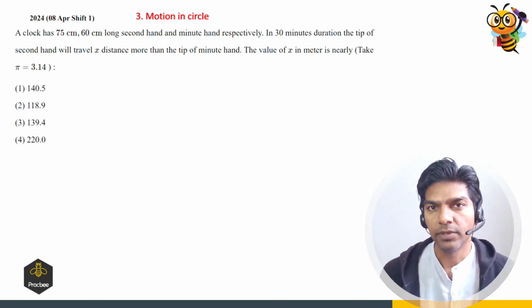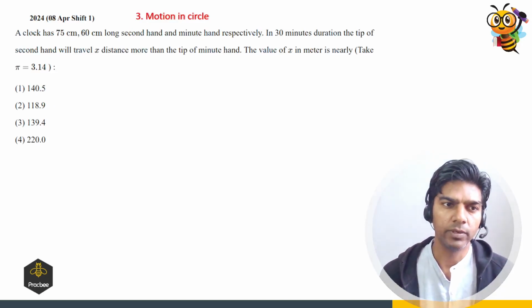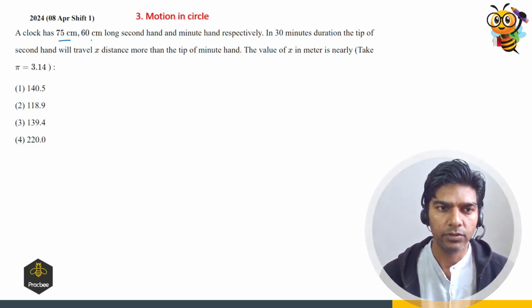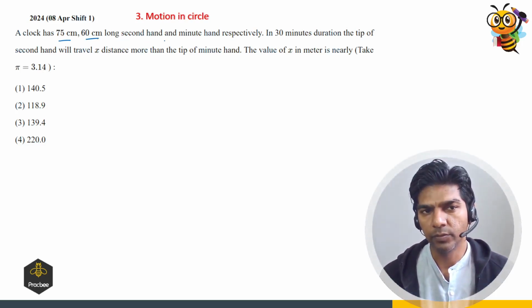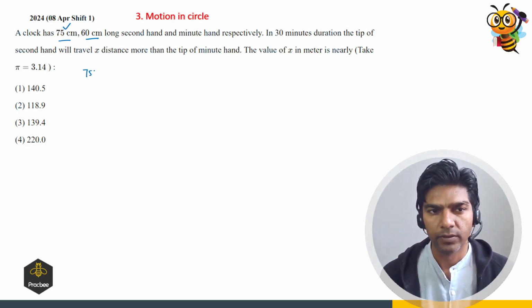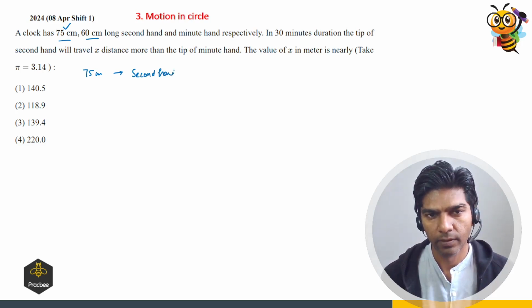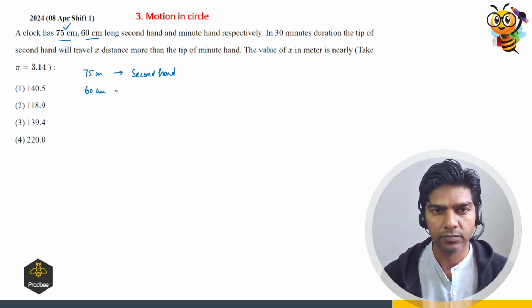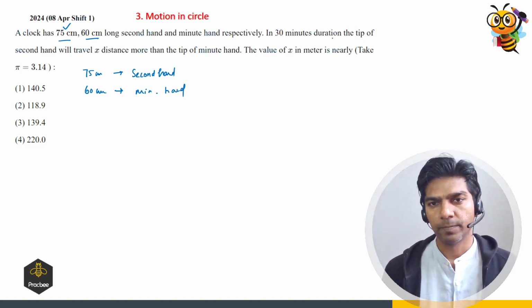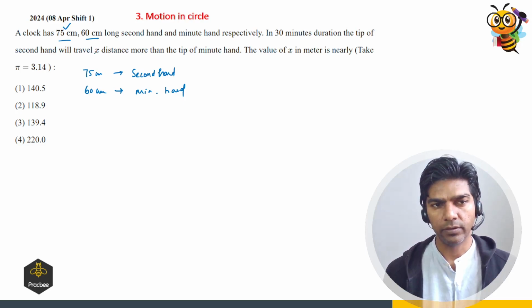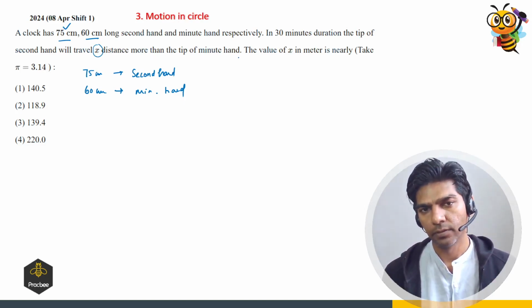Now let us see the third problem type, which is based on motion of a particle in a circular path. A clock has a 75 centimeter long second hand and a 60 centimeter long minute hand. So 75 centimeter is the second hand and 60 centimeter is the minute hand. The tip of the second hand travels a distance x more than the tip of the minute hand in 30 minutes. The value of x in meters.